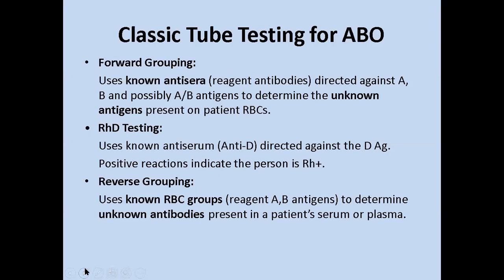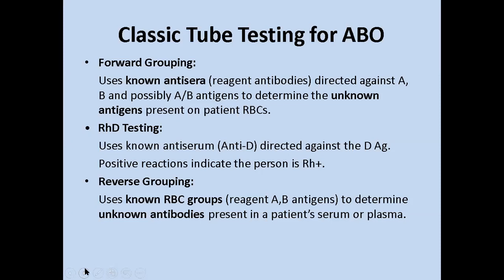So let's outline our classic tube testing for ABO. When we're doing forward grouping, as I said, we use known antisera. Antiserum means antibody, okay? These antisera are directed against the A and B antigens. There's actually a combo reagent called anti-AB that would react with both A and B antigens. We're using these known antisera to determine which antigens are present on the patient's red cells.